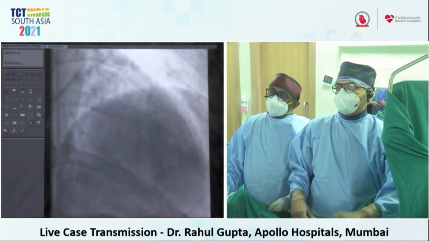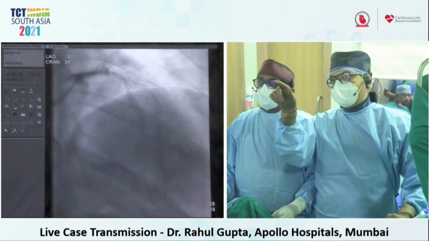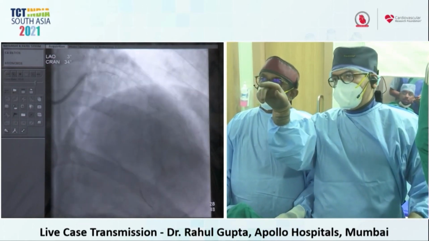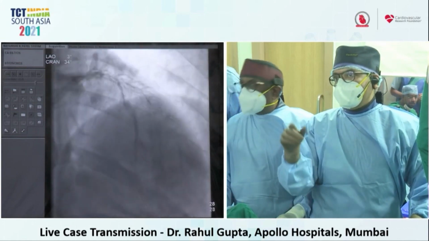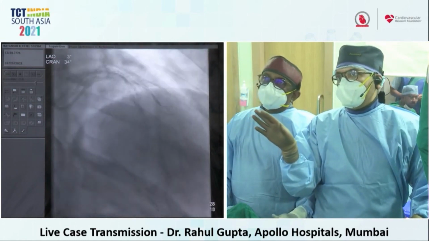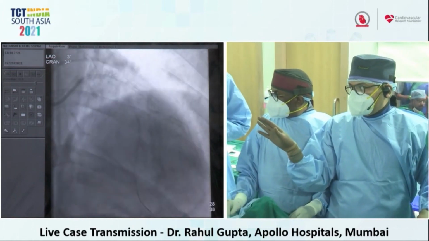So this is how the LAD looks. My idea is to take the stent from just below that lesion, the hazy looking lesion, which is the culprit lesion, and take it to the proximal site, which looks slightly better. So maybe the length is coming to about 30 millimeters.